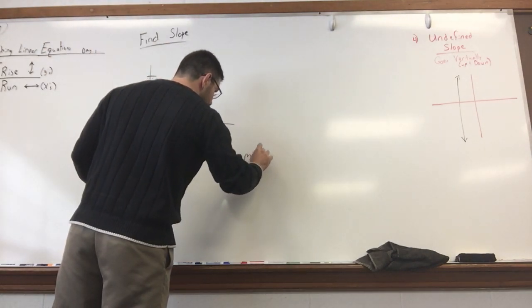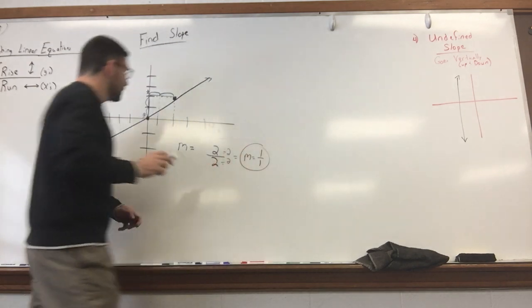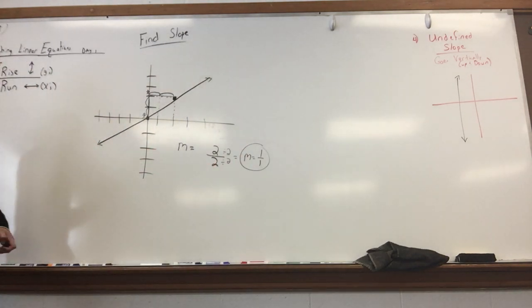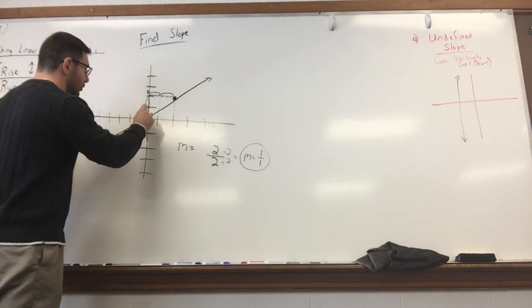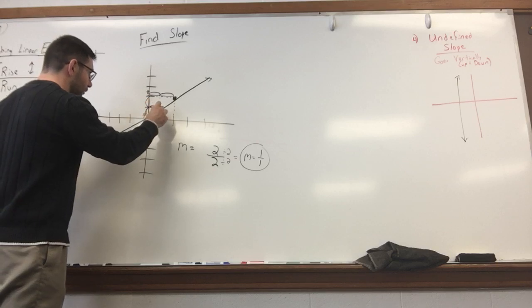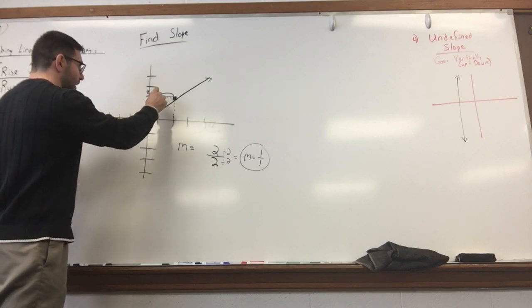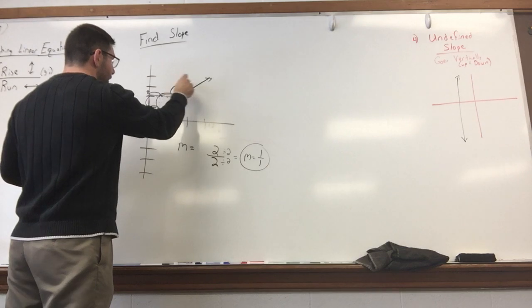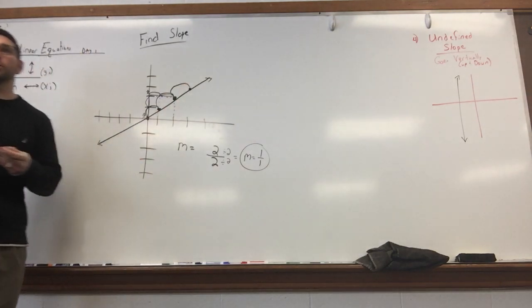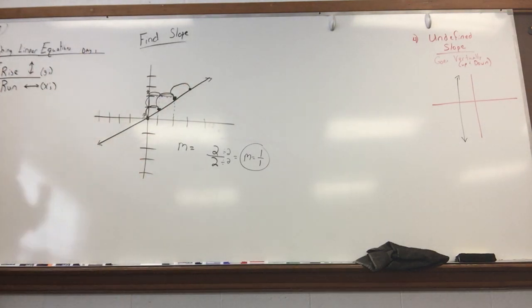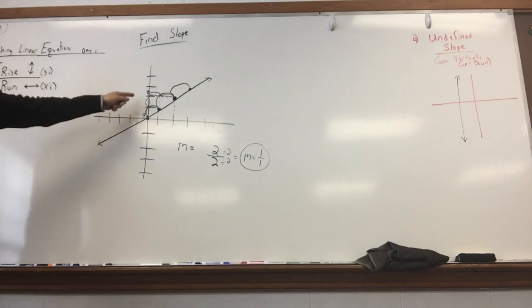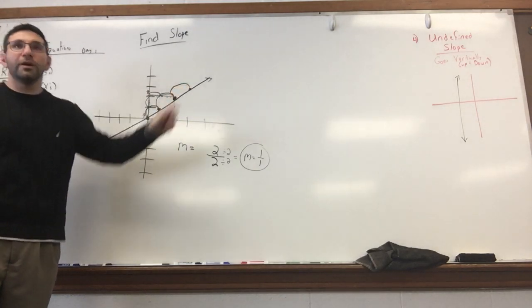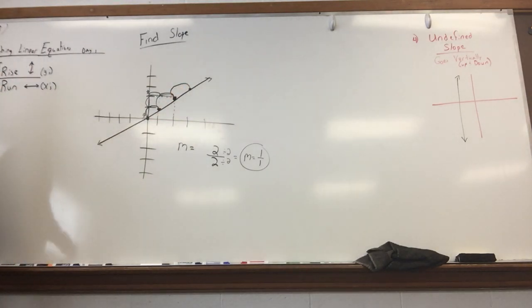That gives me m equals 1 over 1. What does that mean? That means from any point, if I go up 1 and over 1, that's on my graph. Up 1 over 1. Those are always going to be on my graph because slope is constant. It stays the same. It goes up 1 over 1, up 1 over 1, up 1 over 1. That's important.